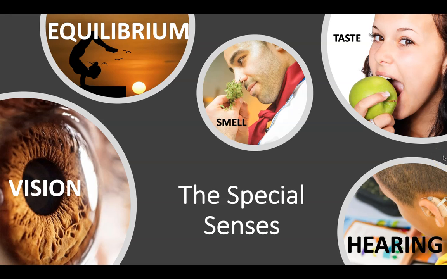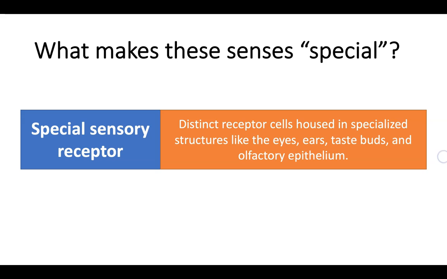Special senses include vision, hearing, taste, smell, and equilibrium, or balance. What makes these senses special is that they include special sensory receptors. These are distinct receptor cells that are housed in specialized structures. Those structures include things like the eyes, the ears, the taste buds, and the olfactory epithelium.